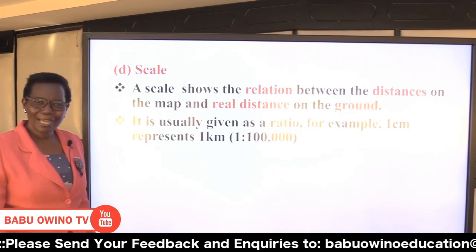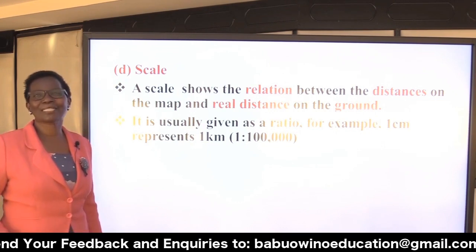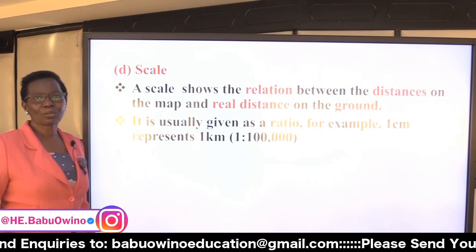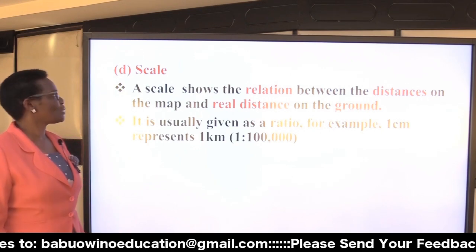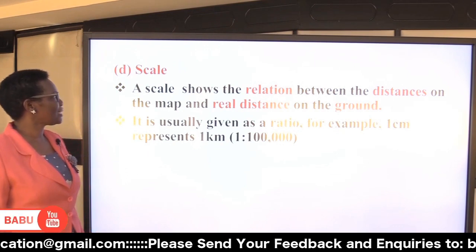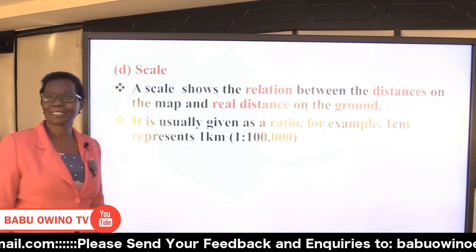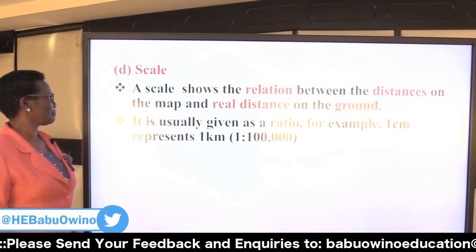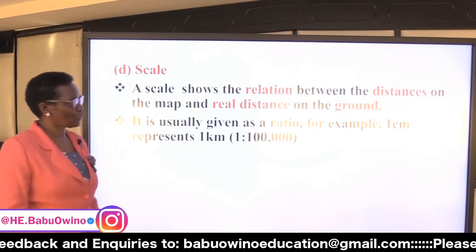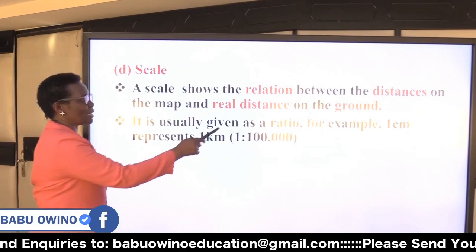We may measure the class, but reduce it in centimeters, for which you normally use a ruler. Use a ruler to measure in centimeters. So the scale shows the relation between the distances on the map and the real distances on the ground. This scale is normally given as a ratio.